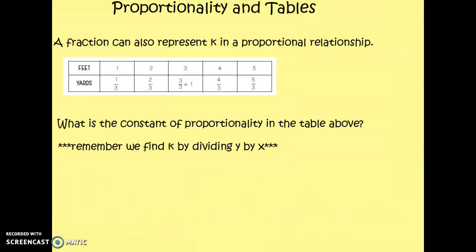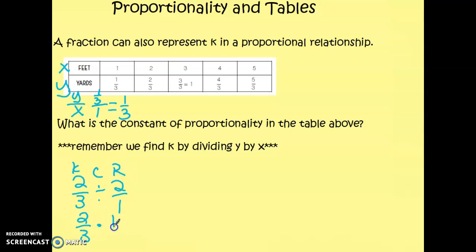Okay, so this is where we're going to be talking about fractions. In this table, we need to find the constant of proportionality. Remember, we do that by taking y and dividing by x. So this first one, we would do 1/3 divided by 1, which is 1/3. Remember, x is always first. The second one would be 2/3 divided by 2. You guys remember how to divide. Always put whole numbers over 1. Change to the reciprocal. So 2/3 times 1/2. It's cross simplified, and we get 1/3.